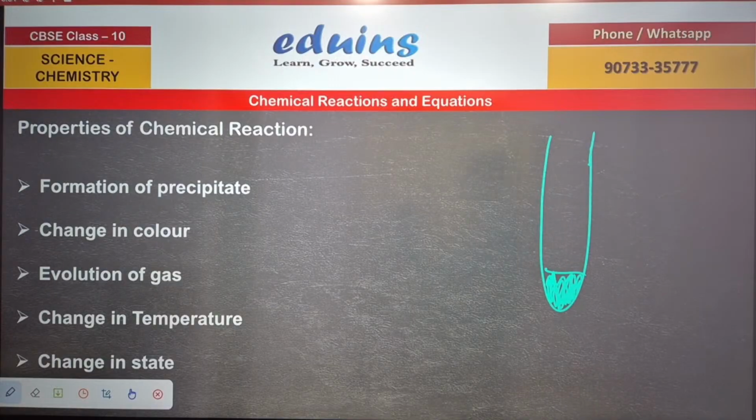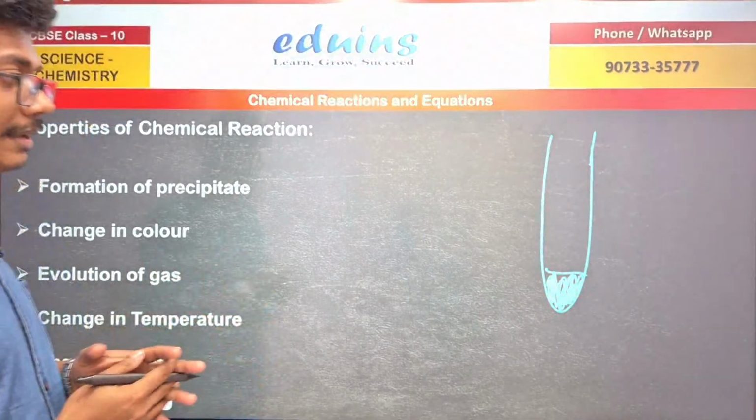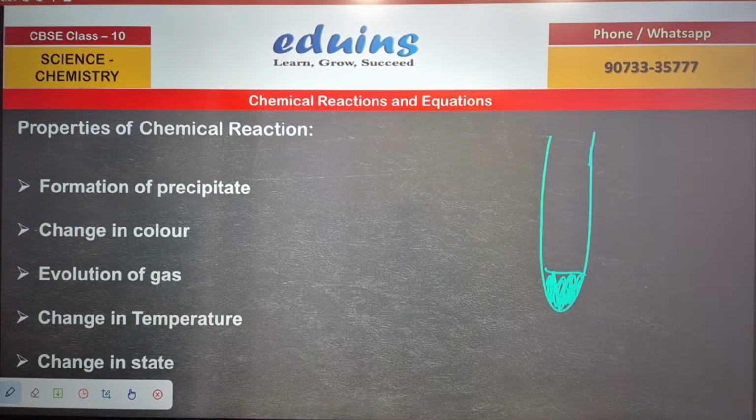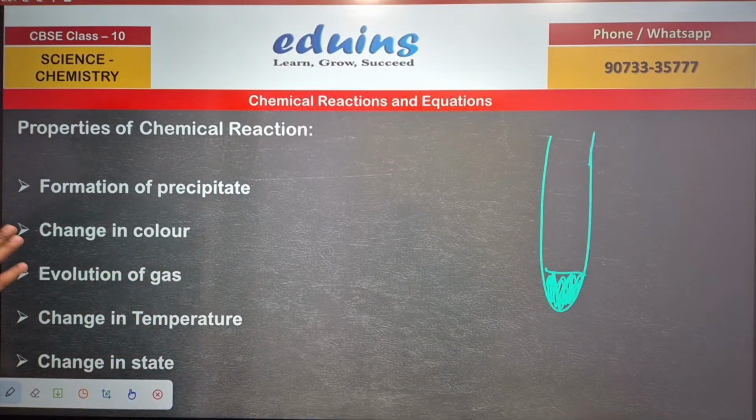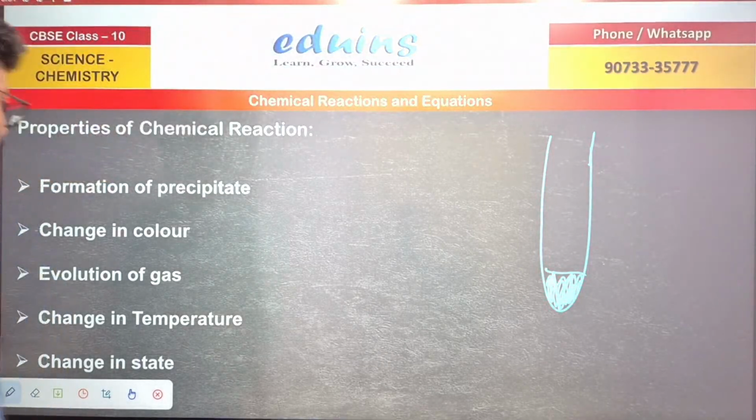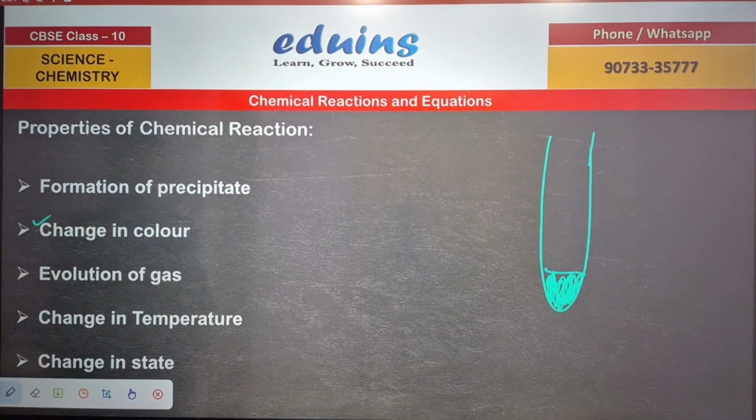Okay, we are going for the examples, of course, but first of all we have to learn the properties of the chemical reaction. So formation of precipitate, or precipitation. Some chemical reactions are characterized by formation of a precipitate. Next one, that is change in color.